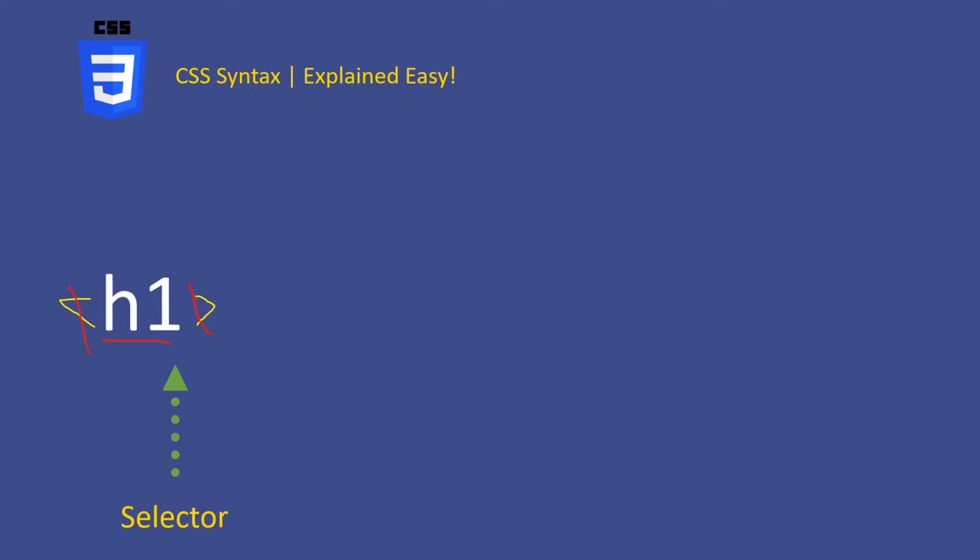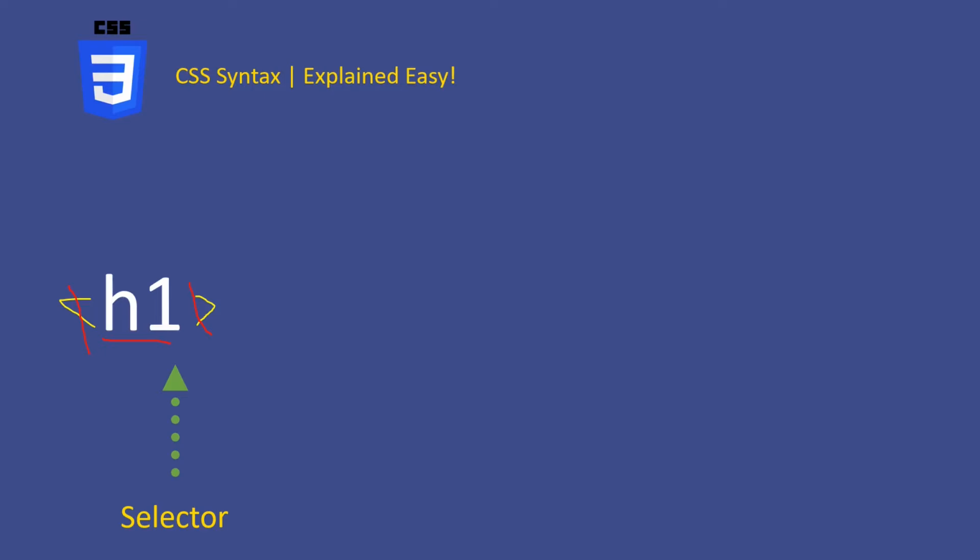So this is called the selector. Selectors are important because the CSS code needs to understand what it's supposed to select and style. If we don't have a selector and we just type in random code, then it's not going to understand what to select and style. So it's really important that you do that.